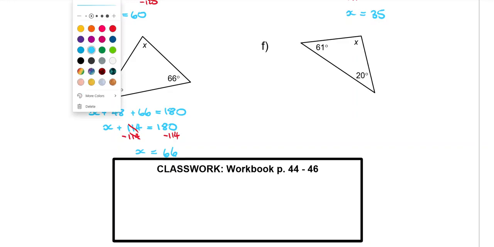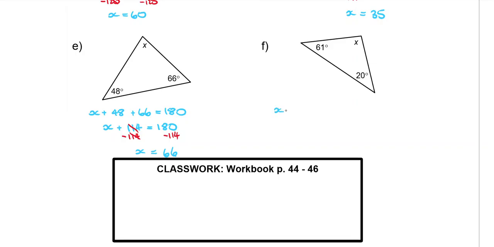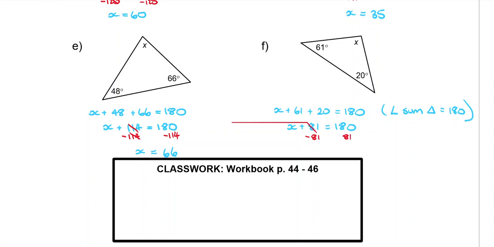One last time. For our last one, we're going to have x plus the 61 plus the 20 is equal to 180 because angle sum of a triangle equals 180. Adding together the 61 and the 20, we get x plus 81 equals 180. Minus the 81 from both sides. And we get our answer, which is x equals 180 minus 81 is 99 degrees.